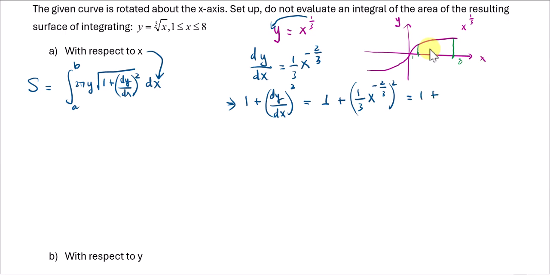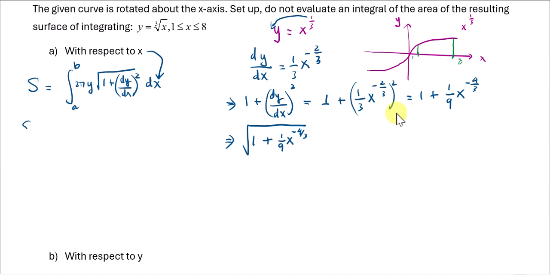Okay, so 1 over 3 squared will be 1 over 9. And when you take this term to the power of 2, you actually multiply the 2, so that will be x to the minus 4 over 3 power. Okay, so we have everything. Let's simplify everything on the side before we plug into the integral. So 1 plus dy dx squared will be 1 plus 1 over 9 x to the minus 4 over 3.